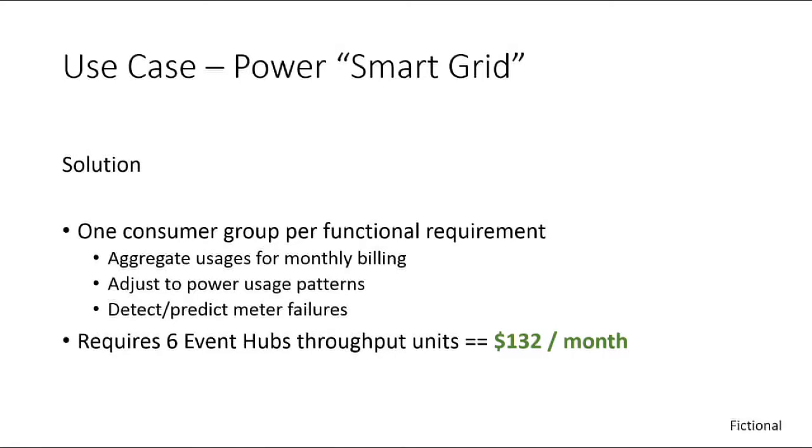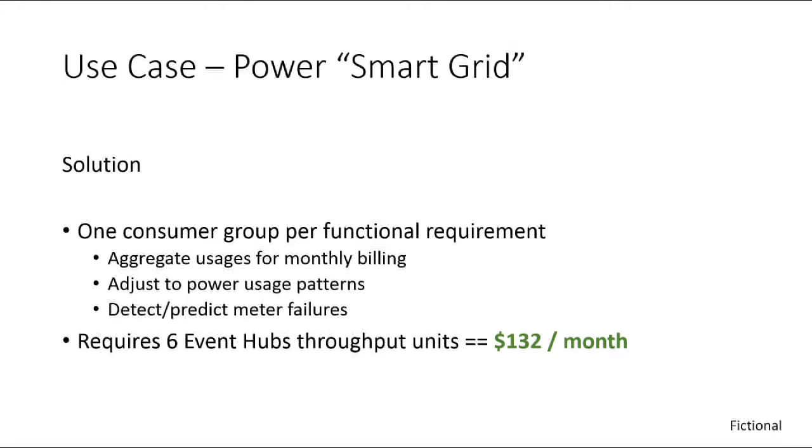Now, to support that volume, the non-functional requirements, we actually only need, for that use case, 6 event hubs to handle all that volume. And it would be 3 event hubs if not for the fact that we have 3 consumer groups. If you remember, a throughput unit has a 2-to-1 ratio of read to write. So because we have more than 2 consumer groups, we need to up the throughput units a little bit. But that costs $132.